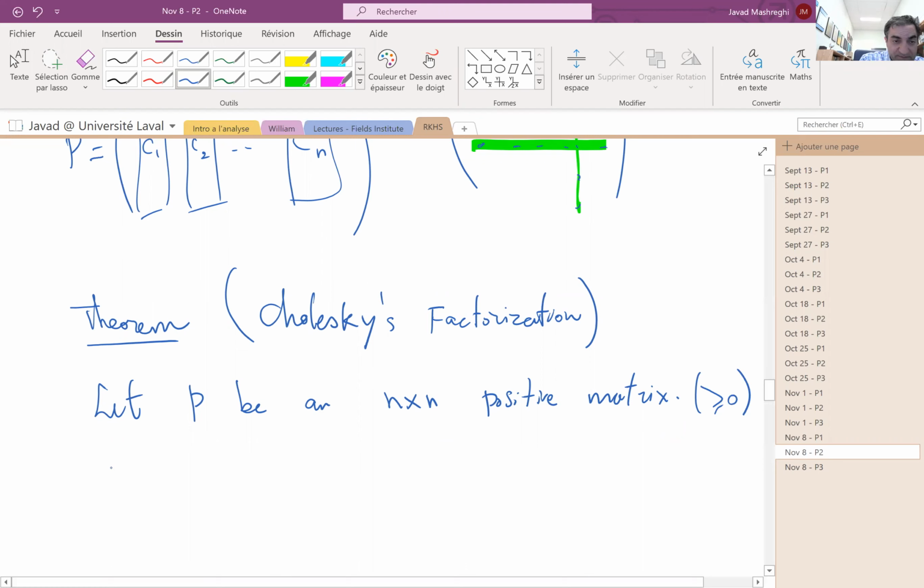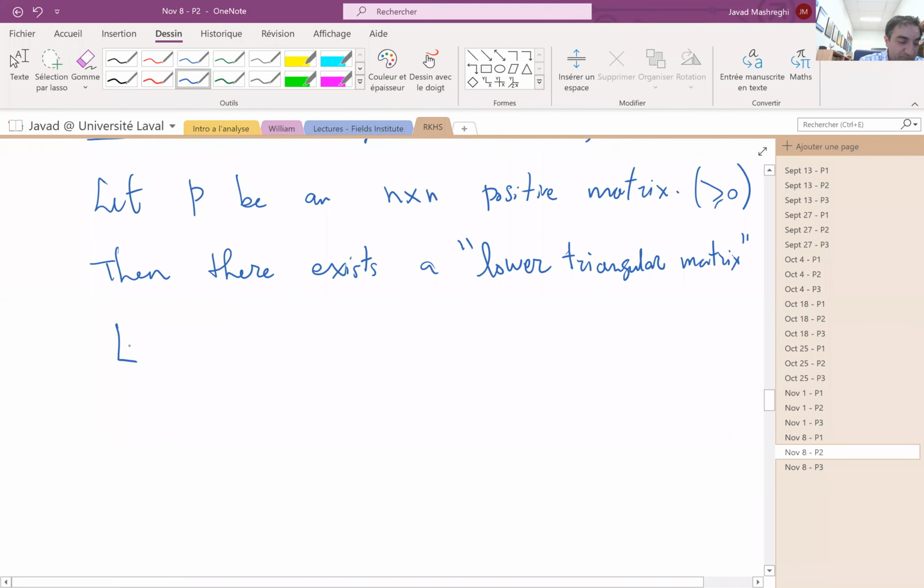Then there exists a lower triangular matrix L, for lower, such that P is equal to L L star.